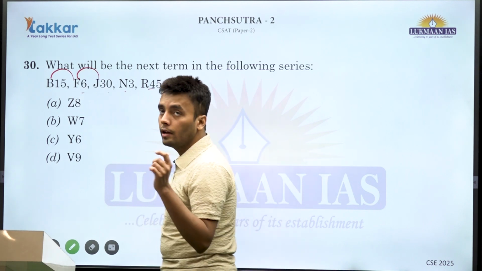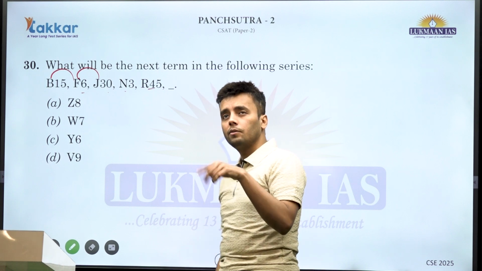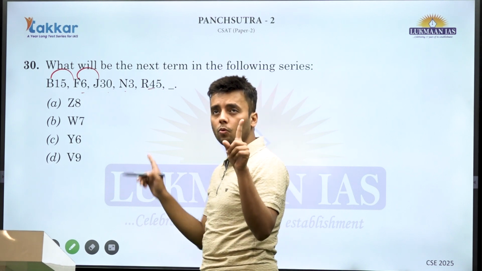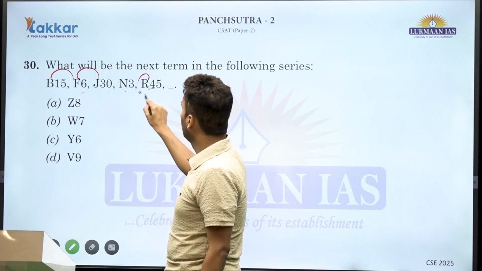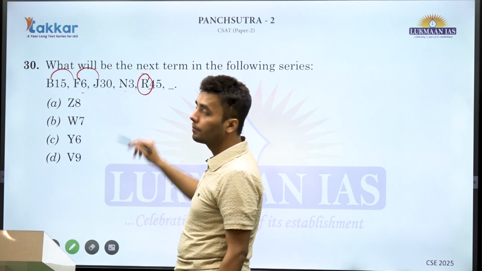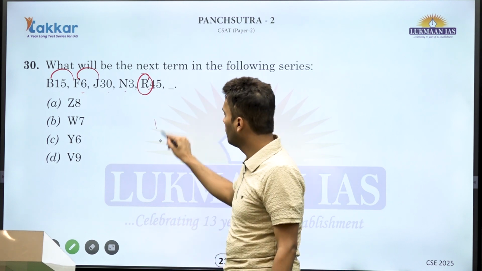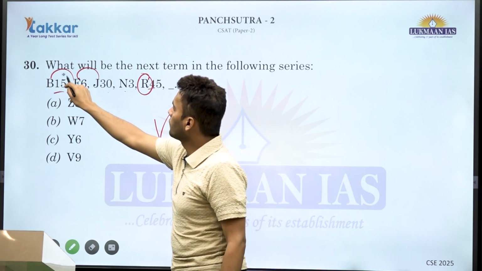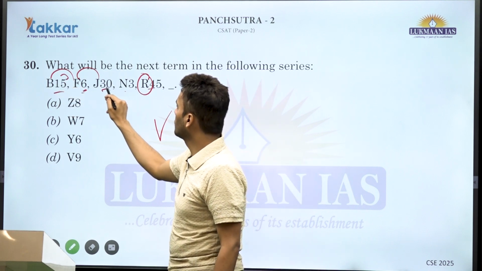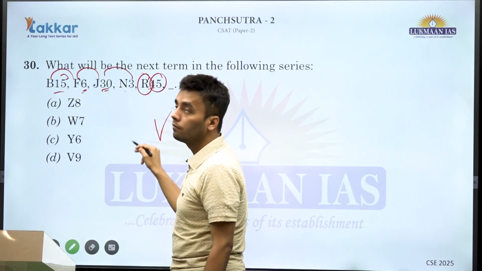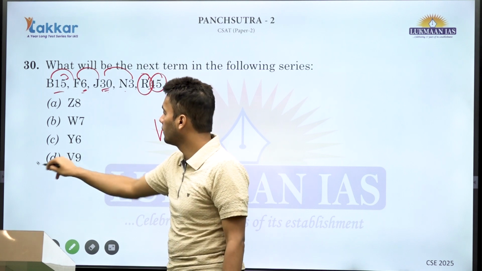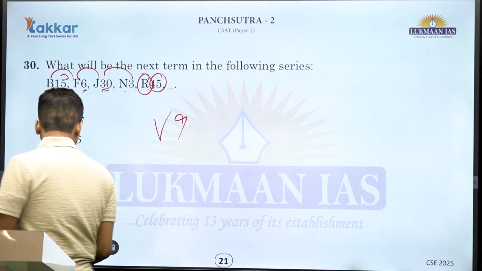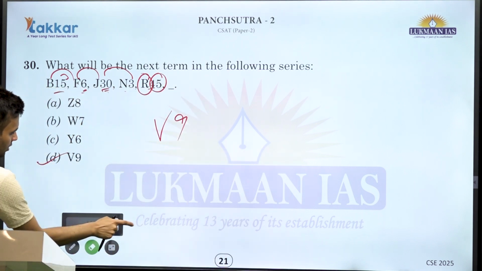From F to J: G, H, I, J, there is a difference of 4 between the two terms. Similarly from R: S, T, U, V. So the next term will be V. And for the numbers, 1 plus 5 is 6, 3 plus 0 is 3, 4 plus 5 will be 9. So V9 will be the right answer. This was an easy question just based on observation.